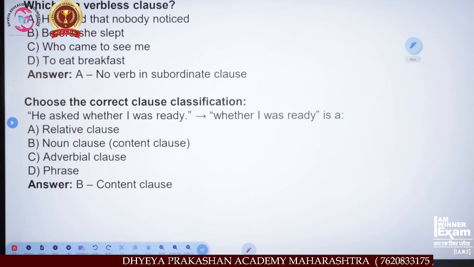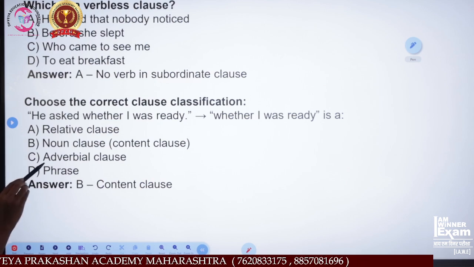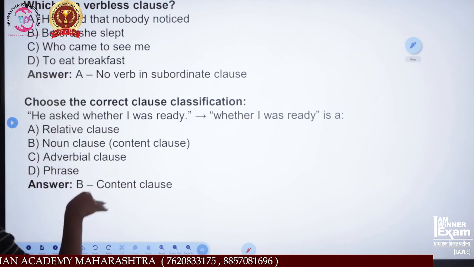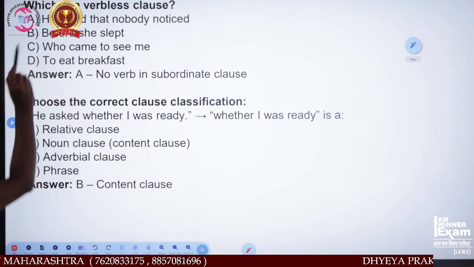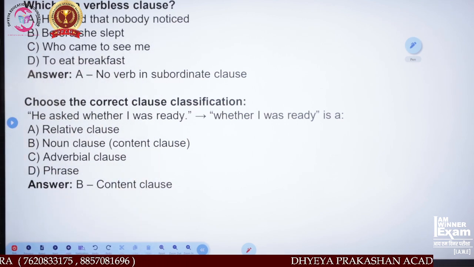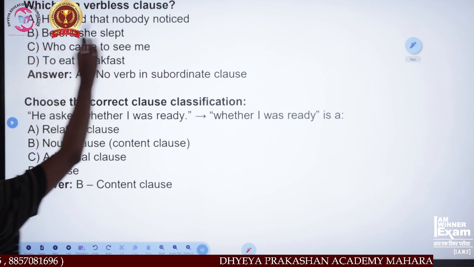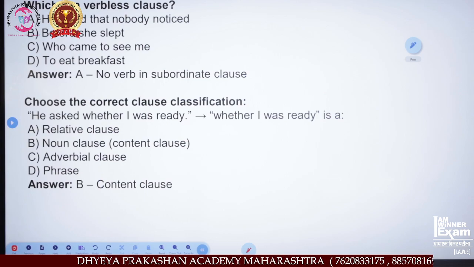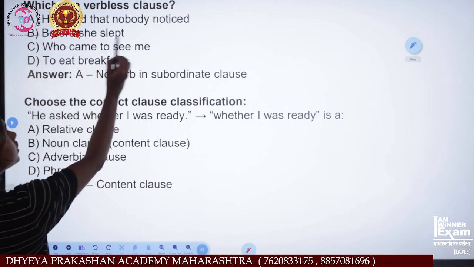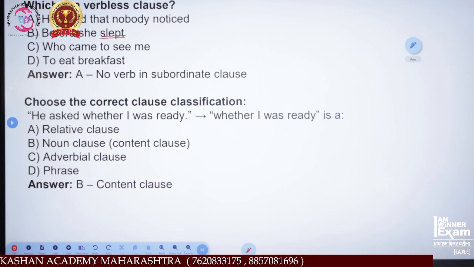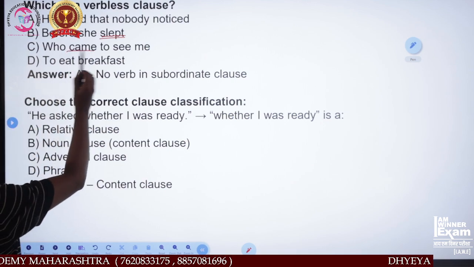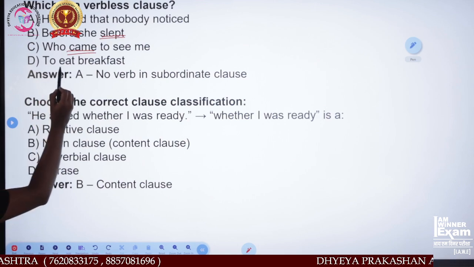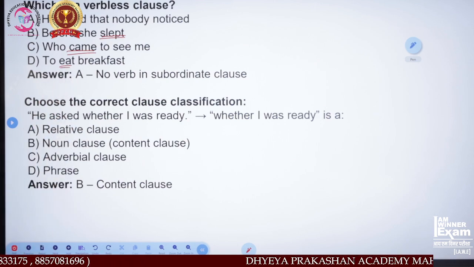Which is a verbless clause? Verbless clause means what? We don't want the action in it. Okay. So now, "how odd that nobody noticed?" Now this is one sentence that someone is saying, but it doesn't contain any verb. Then next, "before she slept." Now "slept" is a verb. Then "who came to see?" "Came" is also a verb. Then "to eat." "Eat" is also a verb. So which will be your correct option? That is option number A, "how odd that nobody noticed."